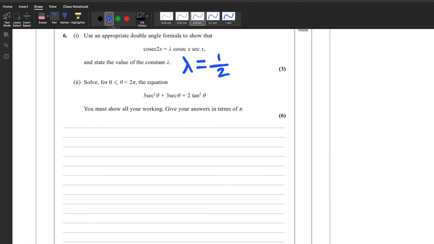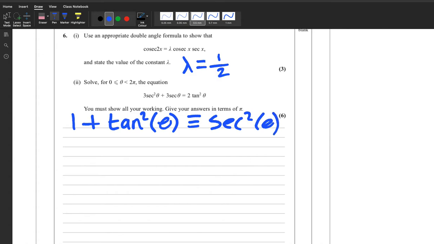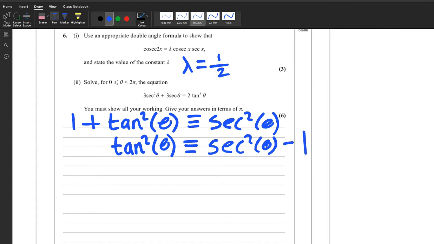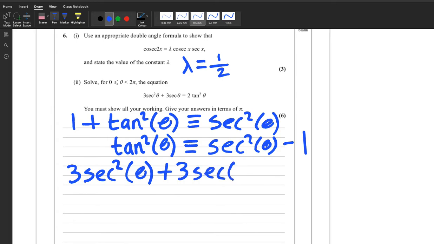Well, we can use this identity, which is 1 plus tan squared theta is sec squared theta. And if we rearrange that, because the question has tan squared, we can say that tan squared theta is identical to sec squared theta minus 1. And then we can make some substitutions. So I've got 3 sec squared theta plus 3 sec theta equals 2, and I'm not going to write tan squared, but I'm going to put sec squared minus 1 in place of that.